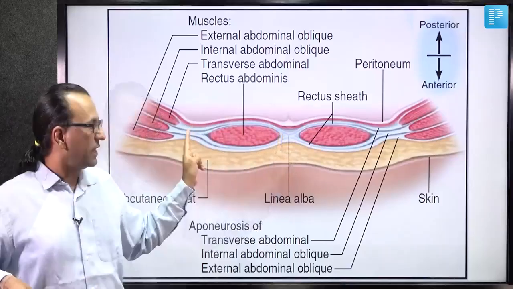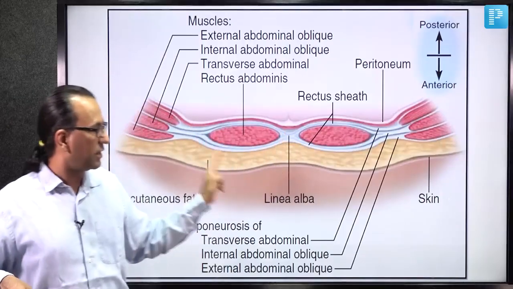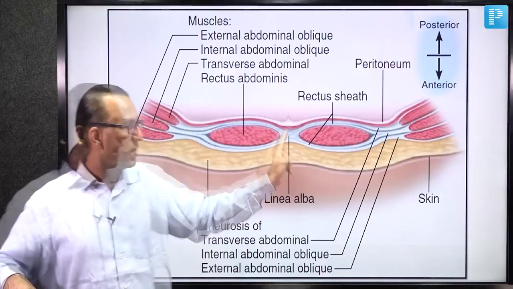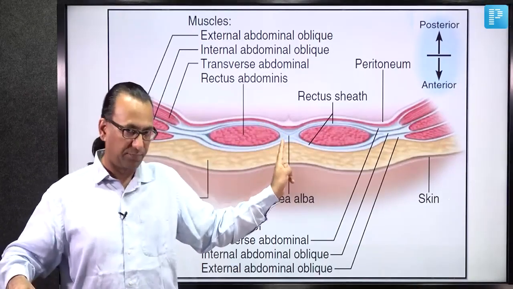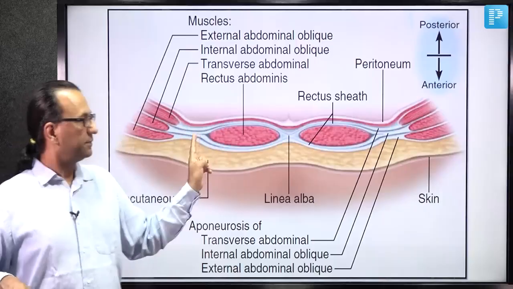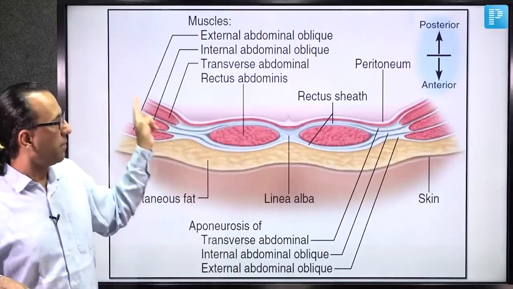That means rectus sheath has anterior layer which is contributed by the external oblique aponeurosis and partly internal oblique aponeurosis, whereas internal oblique aponeurosis is splitting to give posterior contribution as well, while the additional muscle will be the transversus abdominis muscle there.